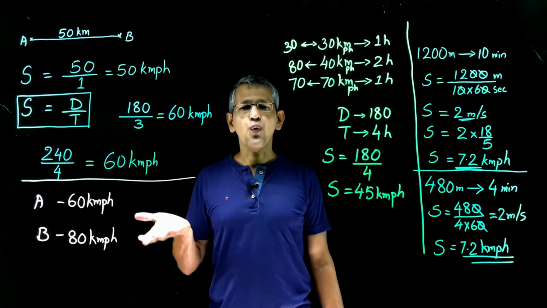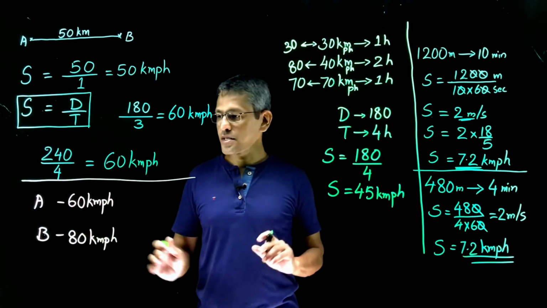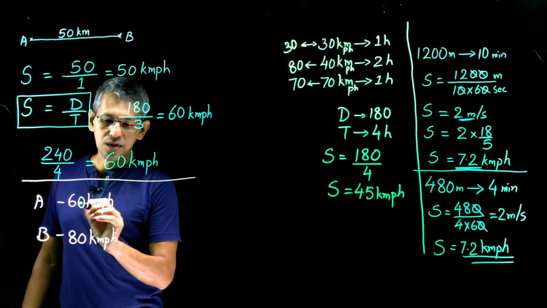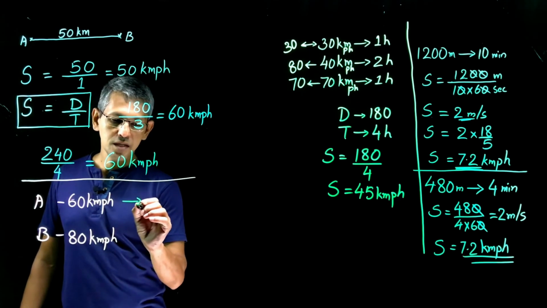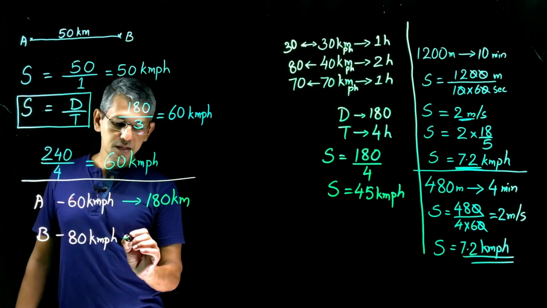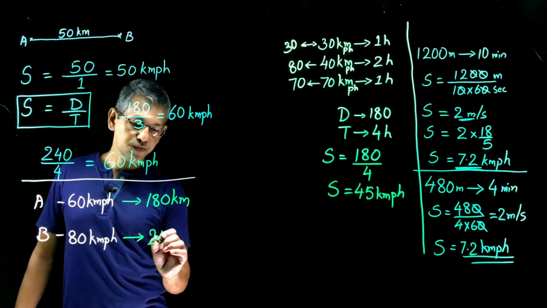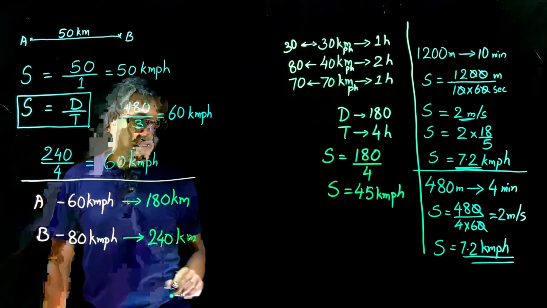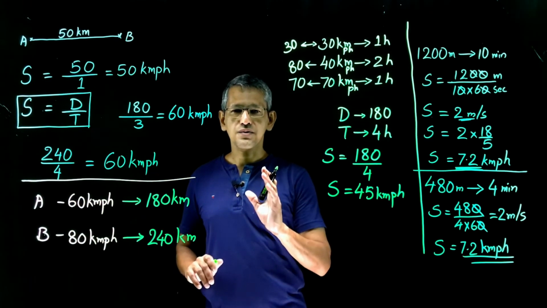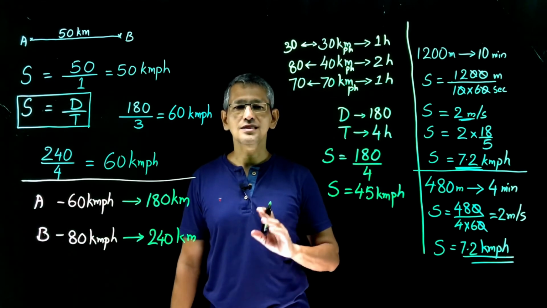So they checked it out after 3 hours. So after 3 hours, what is the distance traveled by both cars? So in 3 hours, car A must have traveled a distance of, this is 60 km per hour. So distance would be 60 into 3, 180 kilometers. And car B must have traveled a distance of 80 into 3 hours, right? So 240 kilometers. So the distance between these two cars exactly after 3 hours of journey is what? 60 kilometers.